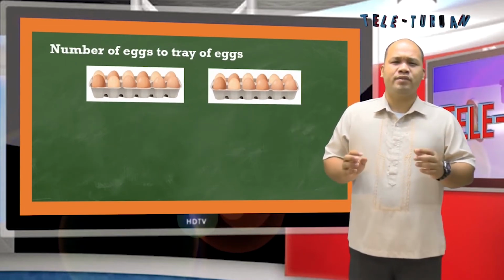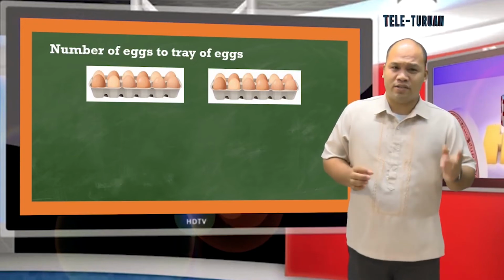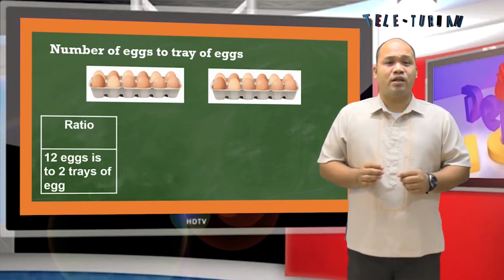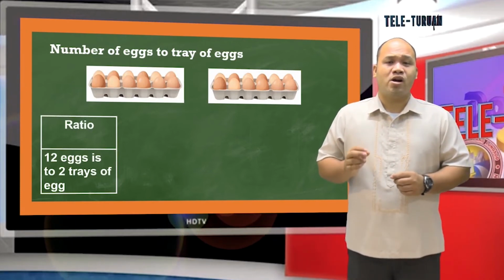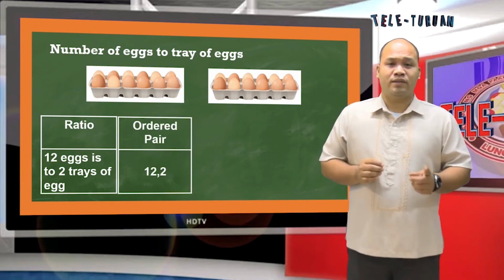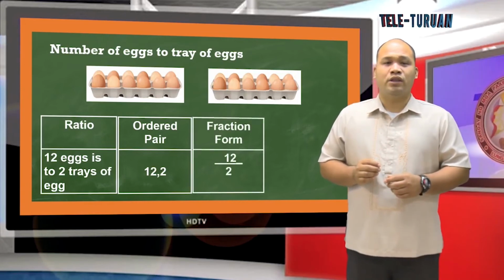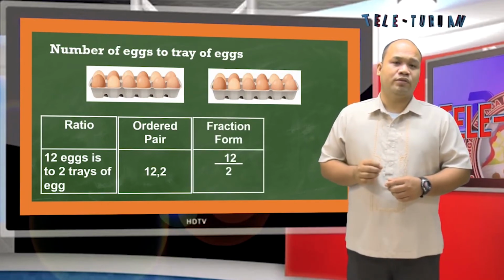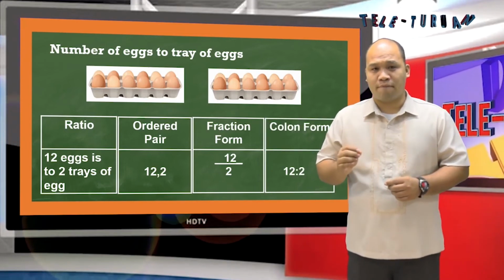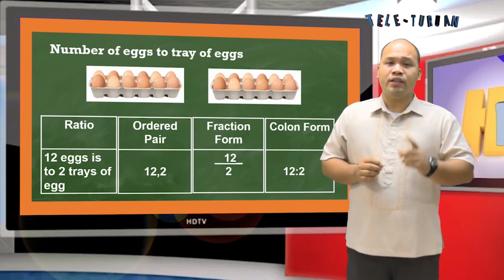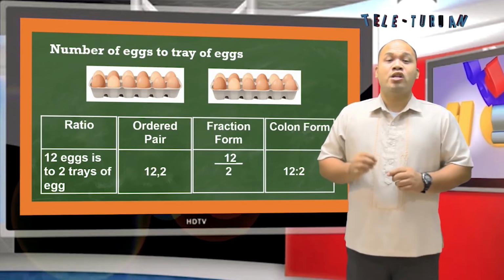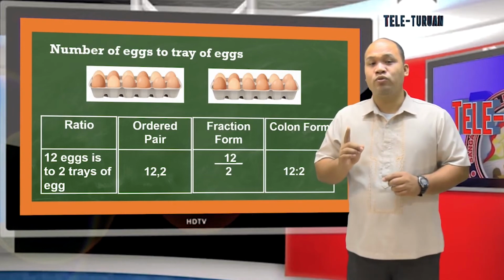But can we write the number of eggs to the trays of eggs in a ratio? The answer is yes. The ratio you can form is 12 eggs is to 2 trays of eggs. If you write it in ordered pair, it is 12 and 2. In fraction, it will be 12 over 2. And in a column form, we can write it as 12 is to 2. Remember that the order of the two quantities is very necessary in expressing the ratio. So be very careful in writing the order of the two quantities.